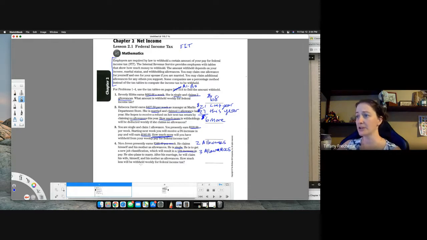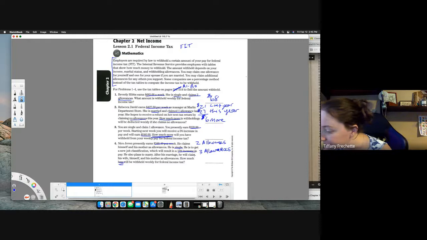And then you say how much less will be withheld weekly for federal income tax. Because he's going to be claiming more allowances, one more allowance, and he's going to the married chart, there's going to be less withheld from his checks. So he's going to be getting a little bit more on his checks now. So now we want to know how much less will be deducted. So you still have to find both on the chart and then subtract. This time it's going to be how much less.